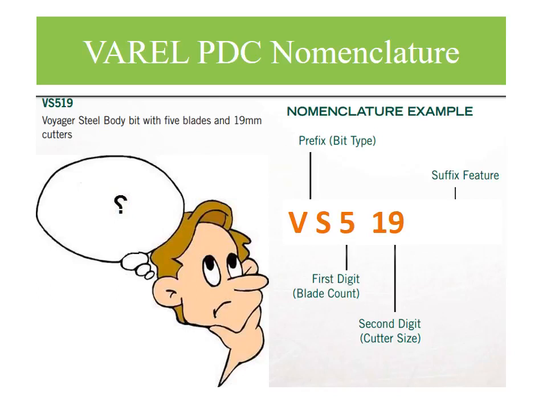This example of Varel bits is a very simple bit. It belongs to the Voyager product line with a steel body, and has 5 blades and 19 millimeter cutters. We can notice here that there is a switch between the first 2 letters. For Smith, they should have S in the beginning, followed by V, but for Varel, they use this combination.